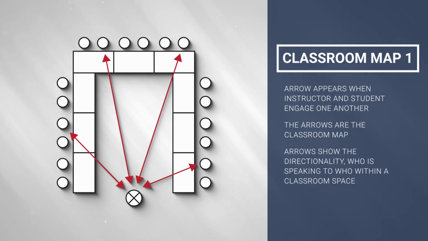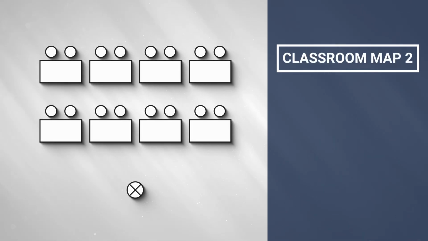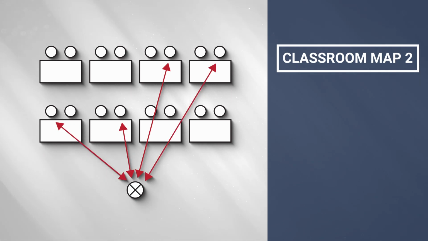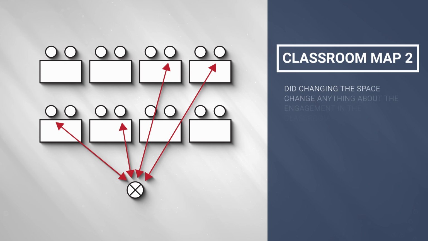So in this example, the instructor wasn't too pleased with the pattern of engagement he was seeing in this classroom. So he chose to rearrange the space in his classroom to see if perhaps that would evoke more engagement from his students. So now what you see is our classroom has been rearranged, and here are the patterns of engagement that came from that. Ask yourself for a moment, what do you think? Did changing the space change anything about the engagement in his classroom? Did it improve or enhance classroom engagement?